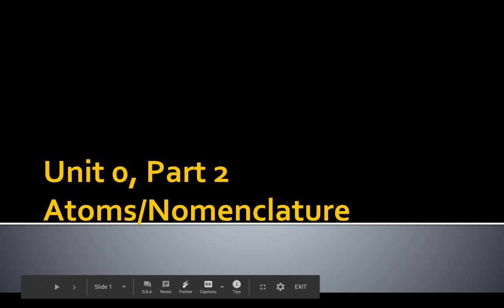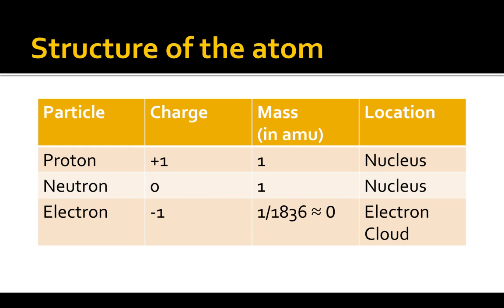Greetings, chemistry students. Today we're going to jump right into the next part of our introductory unit, which is going to be on atoms and chemical nomenclature. So, the first thing is some stuff that you're probably already familiar with: the structure of the atom. You've got protons, neutrons, and electrons.